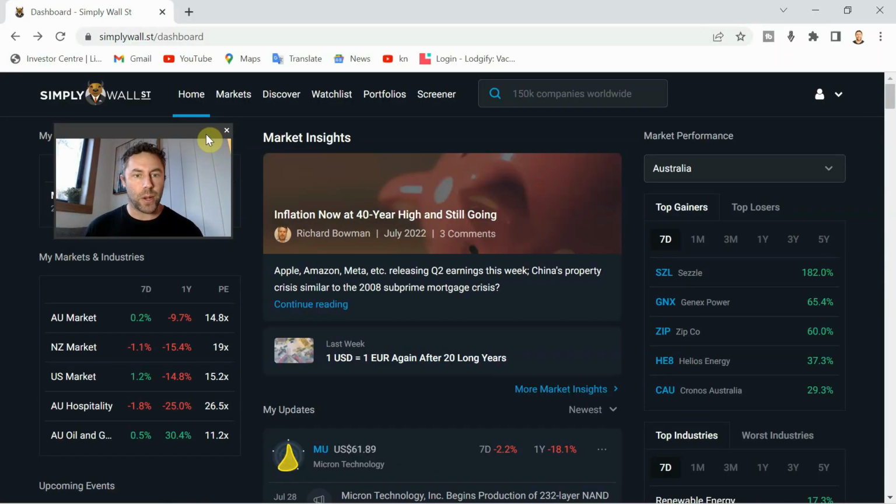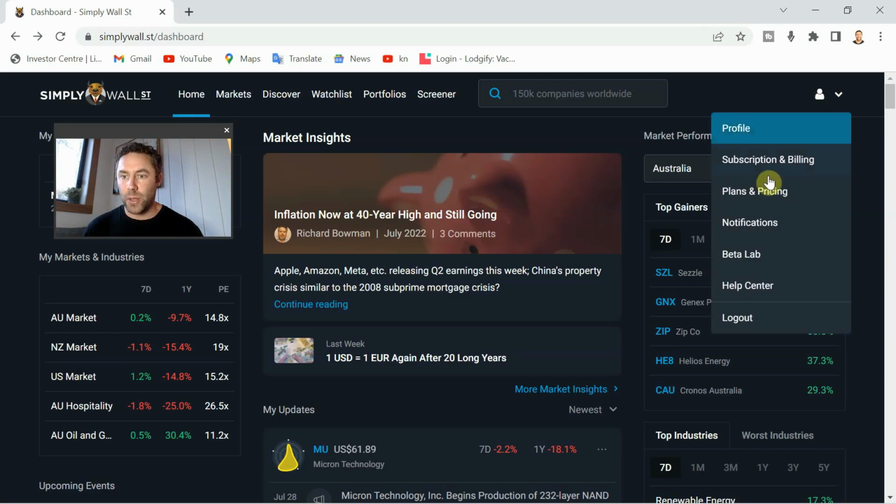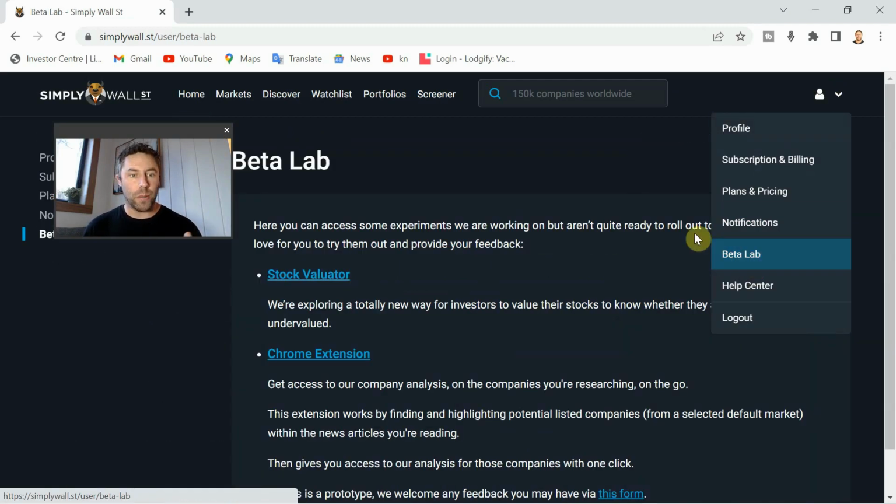So here we are over on Simply Wall Street's main homepage, and today we're going to be going over to the far right here, clicking on this tab and opening up the beta lab. Bear in mind what we're going to go through here today is still in the beta stage, so they are still working on this and working up the tweaks at the moment, but it's still very good.